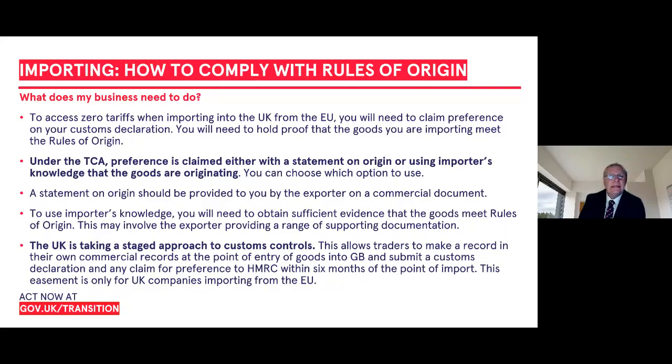The UK is taking a staged approach to customs controls. This allows traders to make a record in their own commercial records at the point of entry of goods into Great Britain and submit a customs declaration and any claim for preference to HMRC within 6 months of the point of import. This easement is only for UK companies importing from the EU.